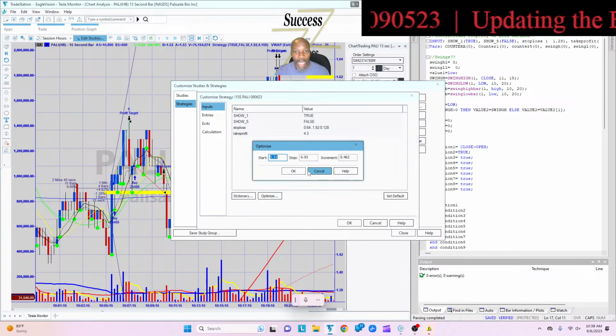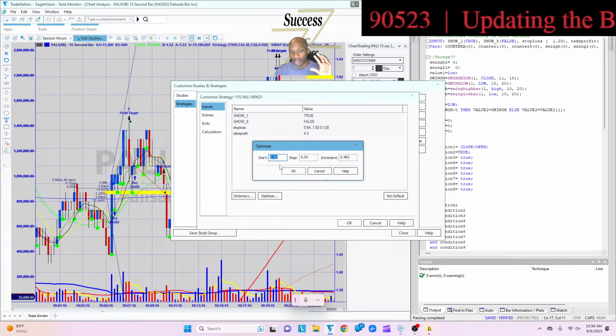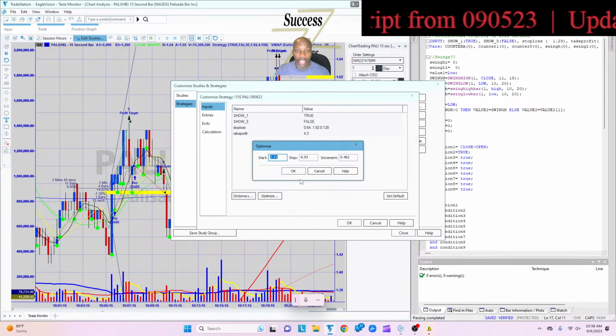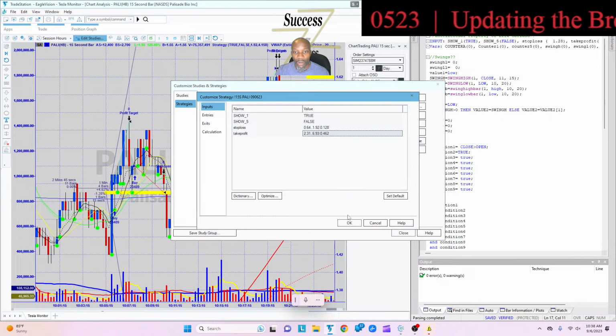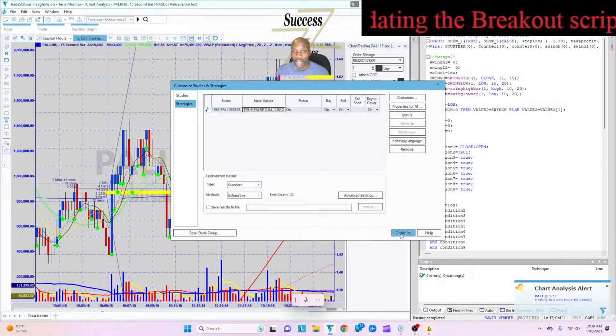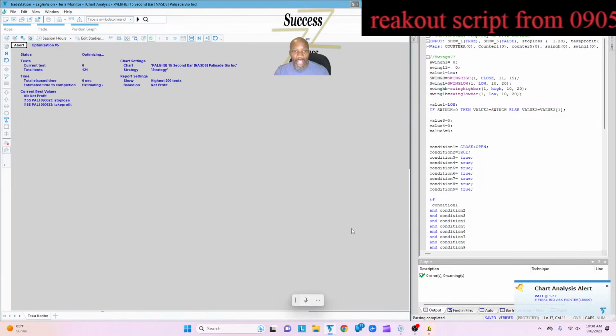And so the optimization happens. My initial number for the take profit is 4.3, right? The optimization just puts in some initial figures, so it's going to start at 2.3 and go as high as 6.93. And again, this is percent. The way I have it in the strategy is percent.